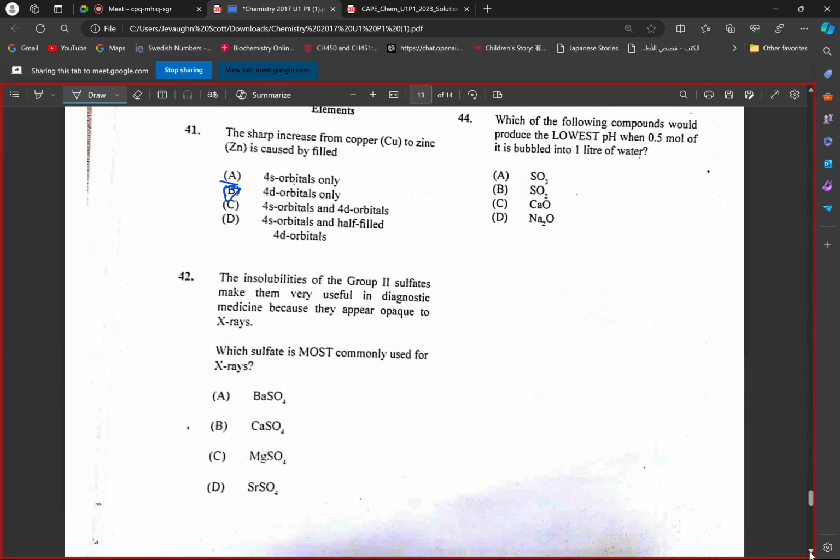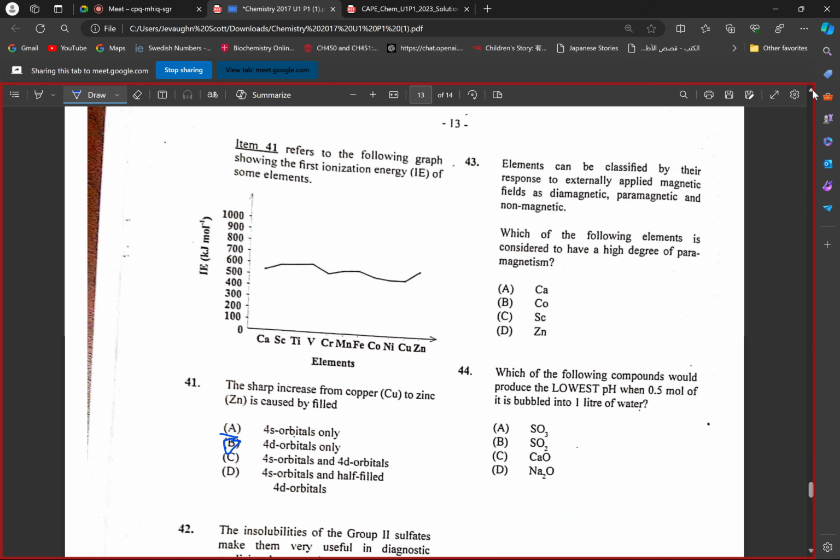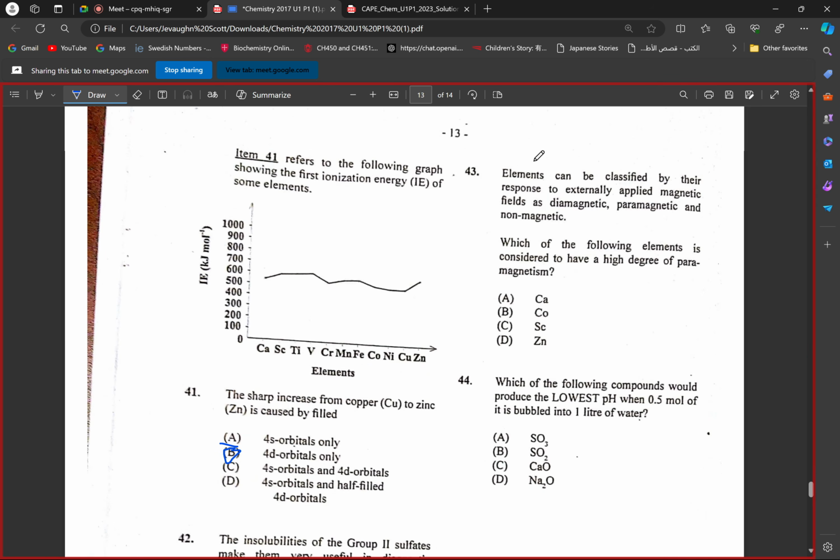The insolubilities of group 2 sulfates make them very useful for diagnostic medicine because they appear opaque in X-rays. Which of the following sulfates is most commonly used for X-rays? Barium sulfate. A. Yes, A. If you use magnesium sulfate for X-rays, I think you should be fired from the medical profession. I think your license should be revoked.